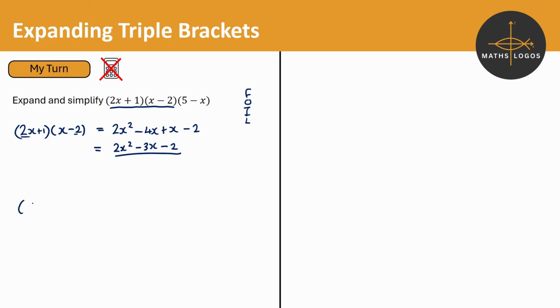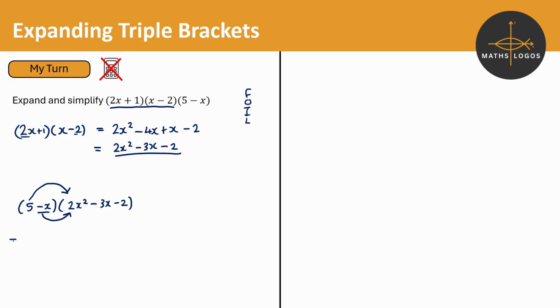So let's write it the other way. It doesn't matter which way around we write them. So I've got 5 subtract x upon 2x squared, subtract 3x, subtract 2. And again, like before, I do 5 multiplied by every term in that bracket, and I'll do negative x multiplied by every term in the bracket.